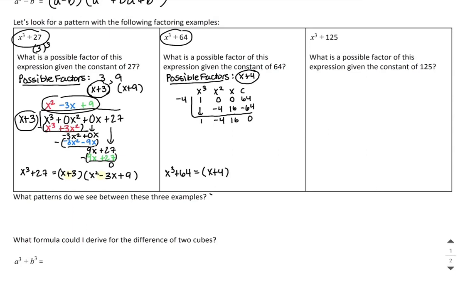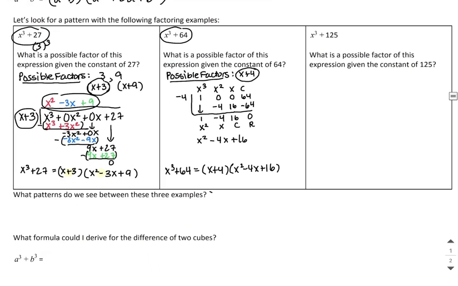Sorry, I forgot to do it. This is my remainder, this is my constant, this is the coefficient for x, and this is the coefficient for x squared. So I have x squared minus 4x plus 16 is my answer, and that's what I multiply by x plus 4 to get x cubed plus 64.